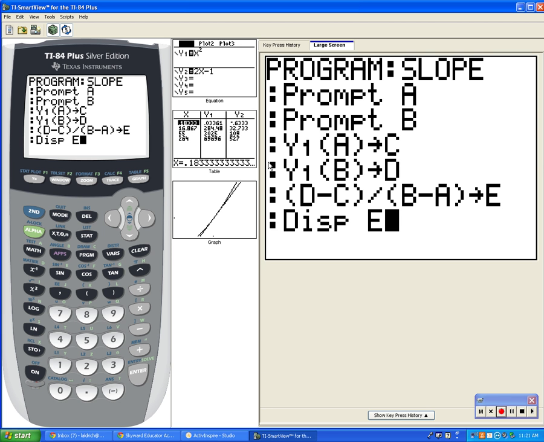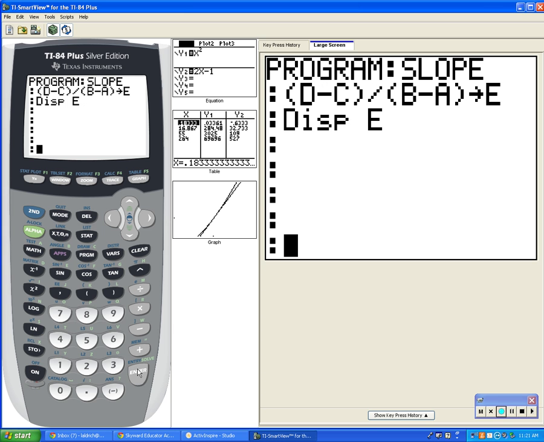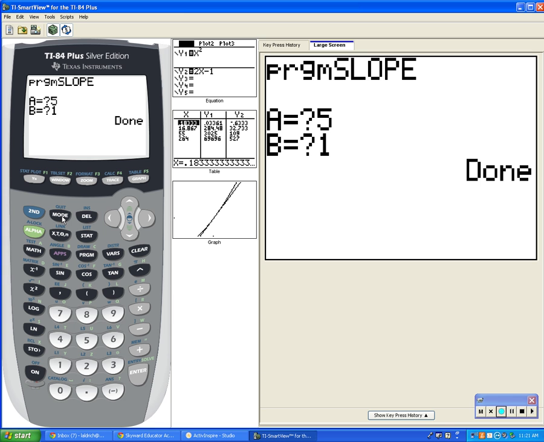How do you get it to say display? You go program. You go over to I/O. You can push enter if you want. You can push enter all the way through. It doesn't matter, there's nothing to do at the end. All right, so now let's get out of this. So go second quit. And now you are back to your home screen.